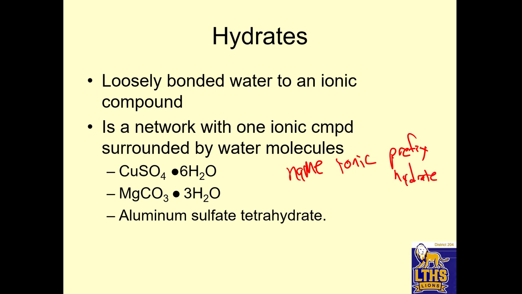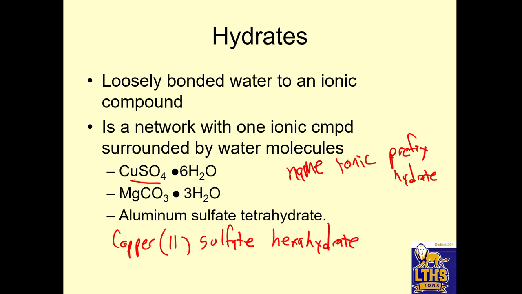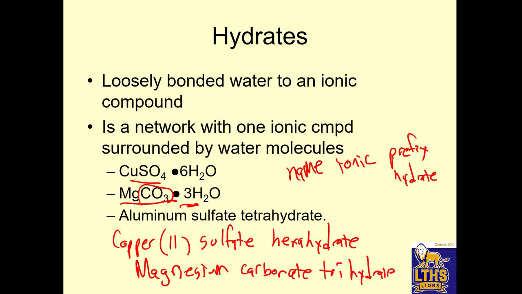So maybe you heard the bell ring. This is copper 2, using the same naming rules as before. Sulfate, that's an ion we looked up. And then it would be hexa, that's 6, hydrate. MgCO3 is magnesium carbonate. And carbonate's one of the ions you have to learn. And then that's a 3, prefix for 3 is trihydrate. And aluminum sulfate tetrahydrate would be aluminum sulfate, I crisscrossed my charges here, and then tetrahydrate would be dot 4H2O.